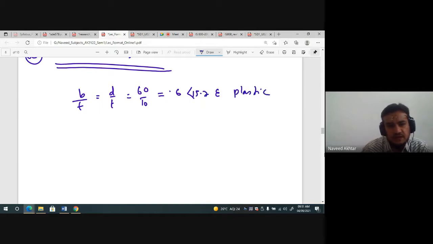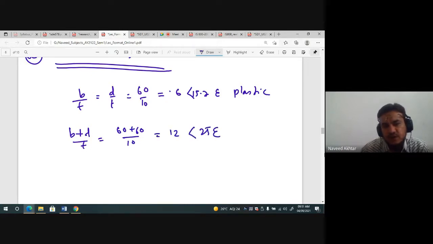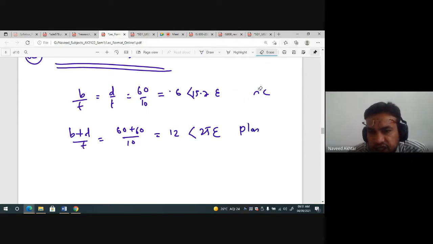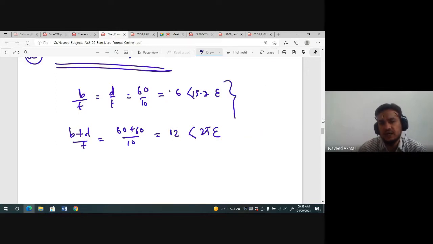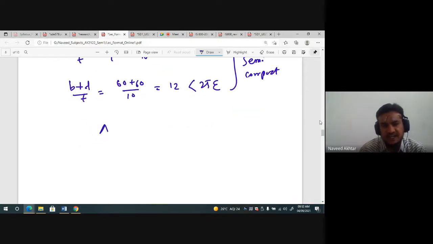Section is plastic. b plus d by t, 60 plus 60 by t, it is equal to 12, which is less than 25 epsilon. So here it is not plastic. The angle section is always in semi-compact limit. There is no plastic or compact limit. Both are the semi-compact limit. So in this case of angle section, we will say that A is equal to Ag, and that is 1100 mm square for single angle.